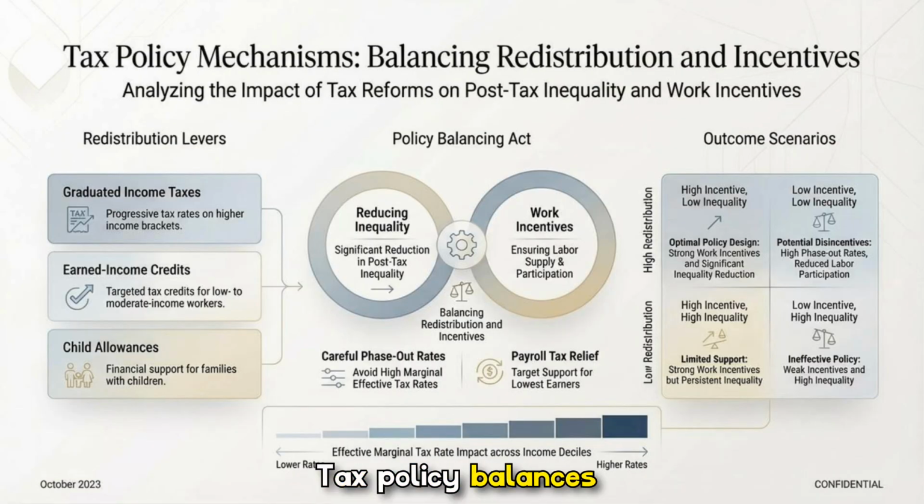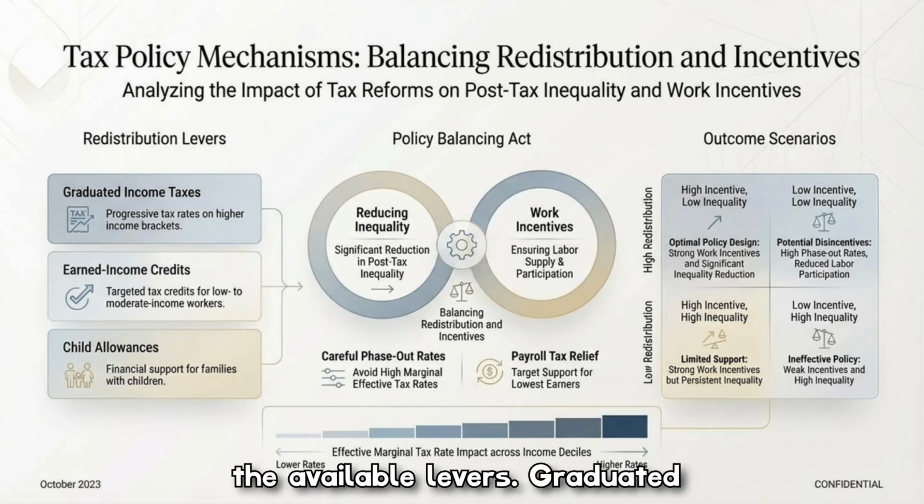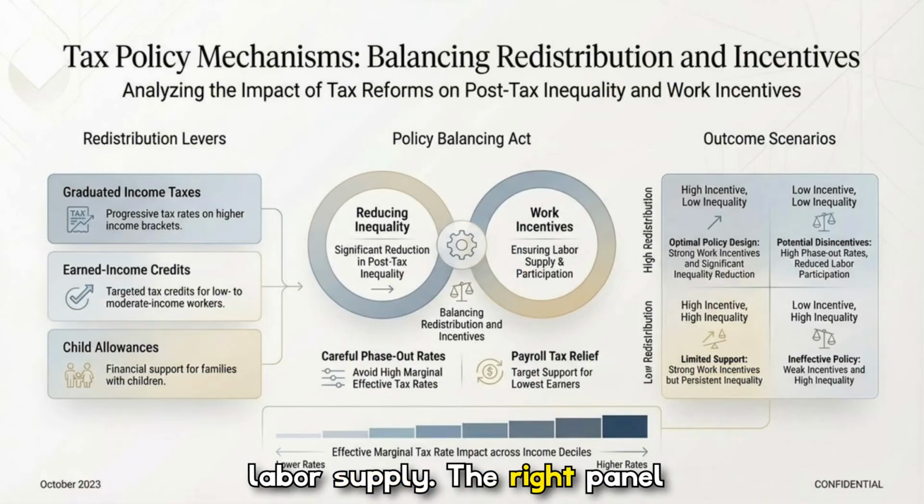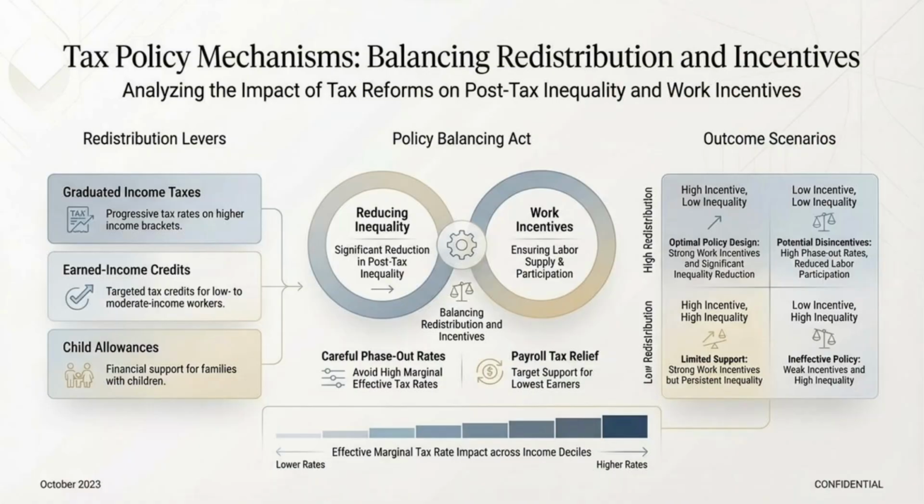Tax policy balances redistribution with work incentives, and this slide maps the available levers. Graduated income taxes, earned income credits, and child allowances reduce post-tax inequality, while careful phase-out rates and targeted payroll relief protect labor supply. The right panel lays out outcome scenarios, showing how design choices affect both incentive structures and the magnitude of inequality reduction.